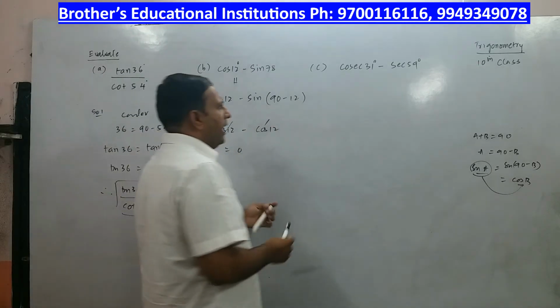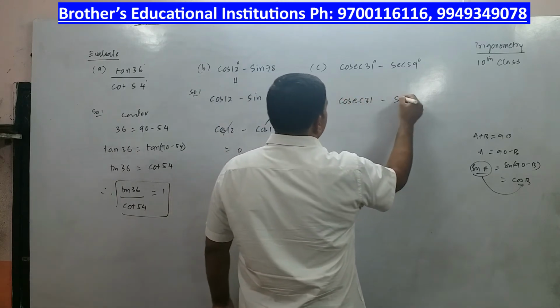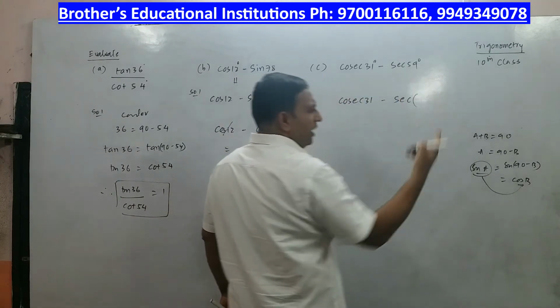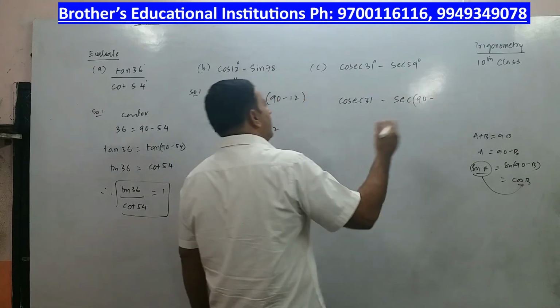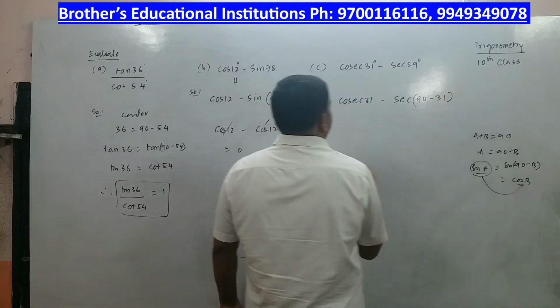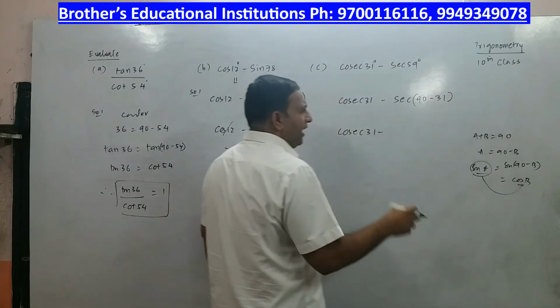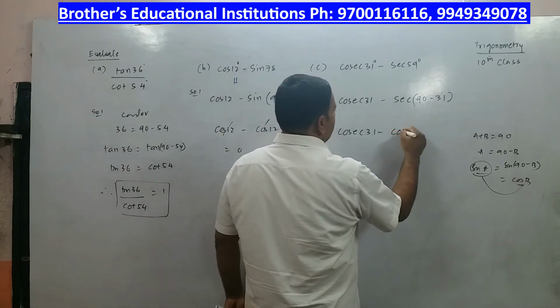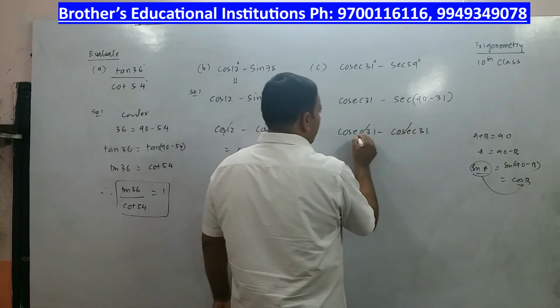Now we will move ahead and then write cosecant 31 minus secant 59. I want to change this 59 in terms of 90, complementary angle. 90 minus what is 59? 90 minus 31 is 59. So it is cosecant 31 minus, apply the formula, secant of 90 minus theta. Secant of 90 minus theta is equal to what? Cosecant theta. So cosecant 31 minus cosecant 31 cancel.